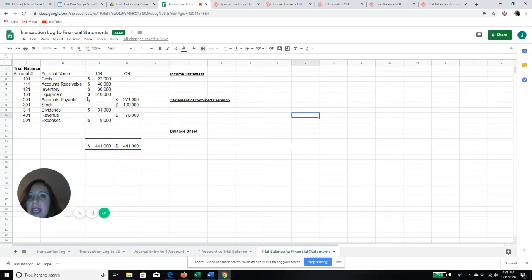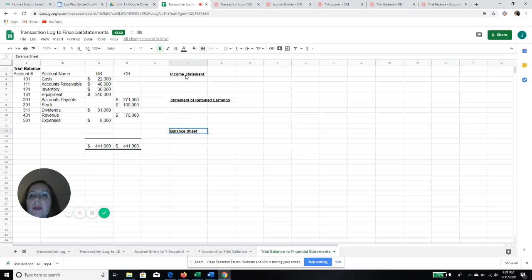We're on the final stage where we're going to prepare our income statement. We have our trial balance that I've copied over from the last sheet, and it's here on the left. So now we're going to create 3 of our financial statements. There are more than 3, but we're only going to talk about 3 right now: the income statement, the statement of retained earnings, and the balance sheet.